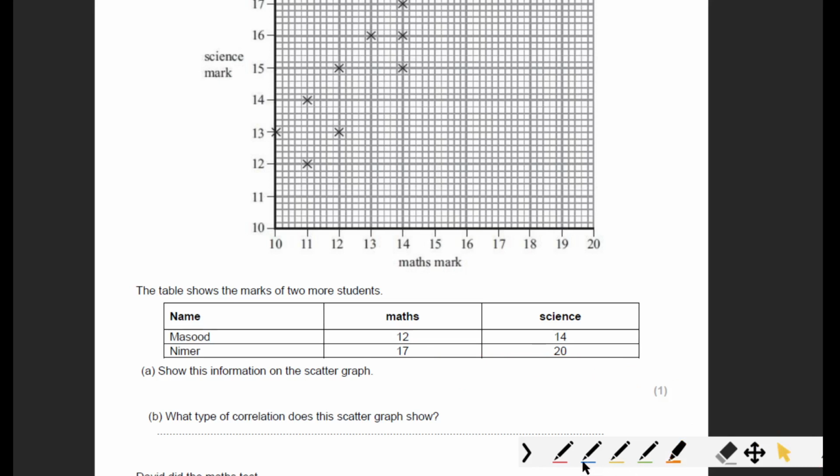So let me just write that down somewhere. For Masood, 12 along the corridor. So the maths is along the corridor this way, the x-axis. 12 and 14, that's what we're going to plot. And for Naima, 17 and 20.